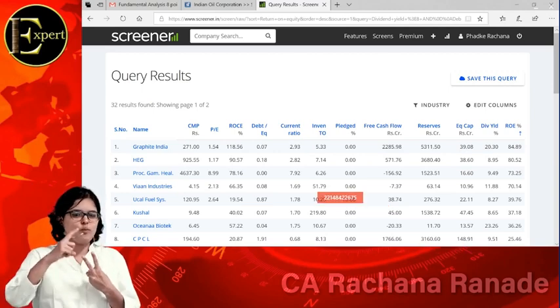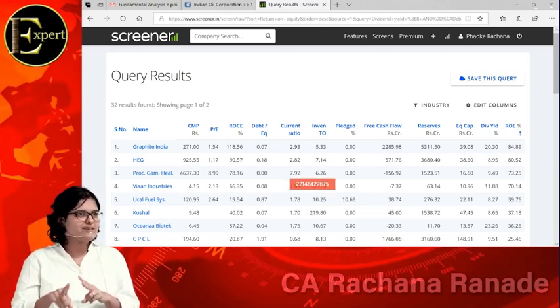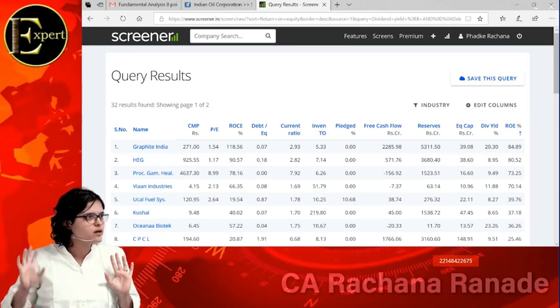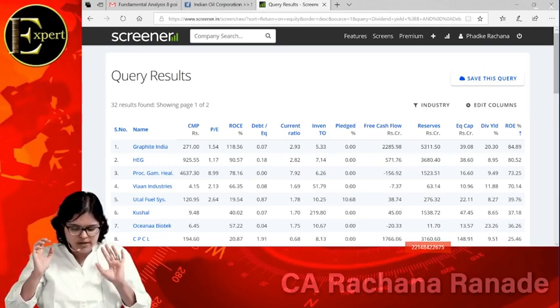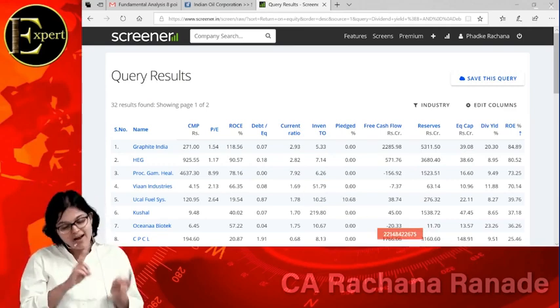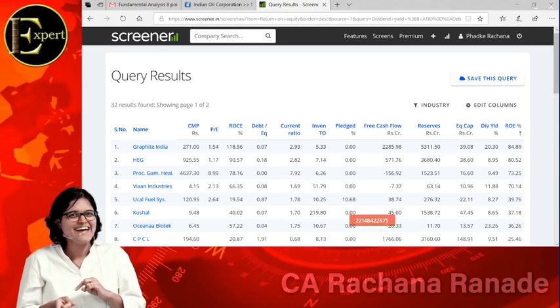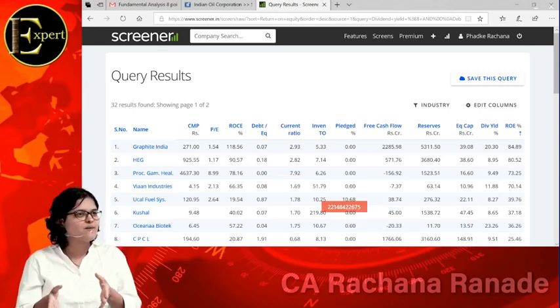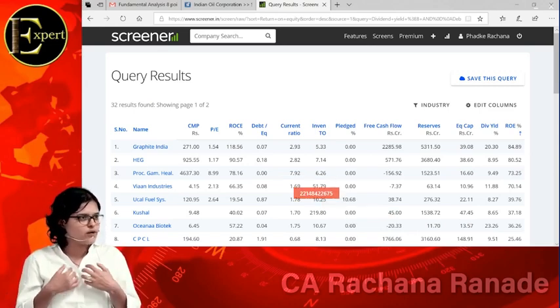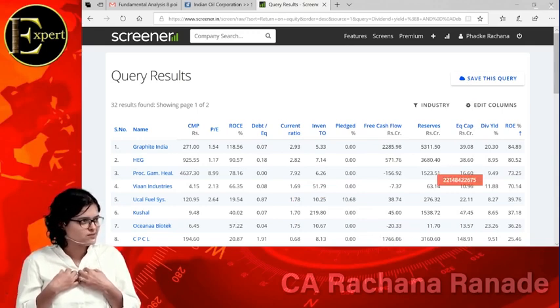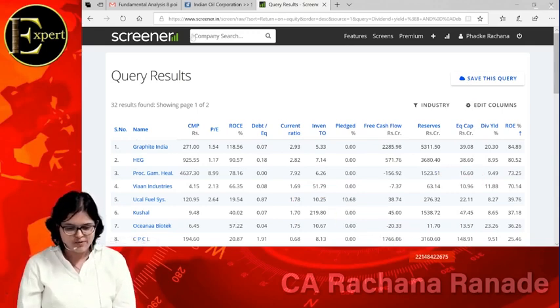So two major things. Number one, the screener. I hope now everyone is clear how to check it. Everyone go home and try to check this screener. Open the account. I don't get any commission if you open the account. It's just for your analysis part. So this is an important screen.